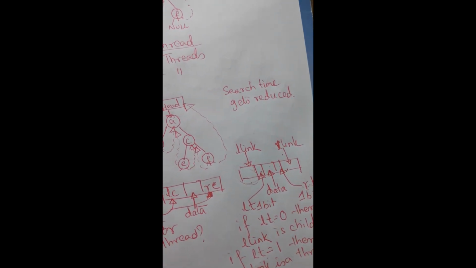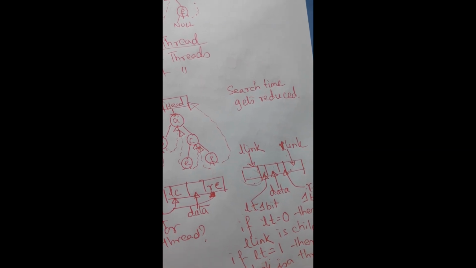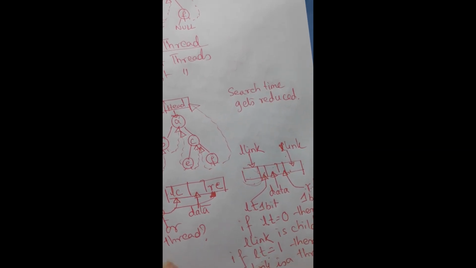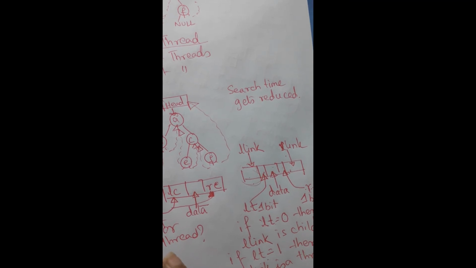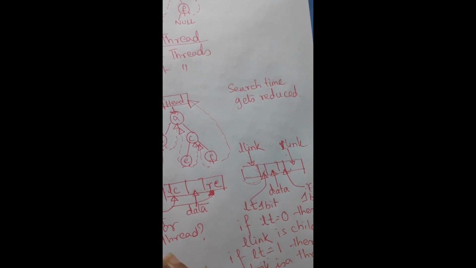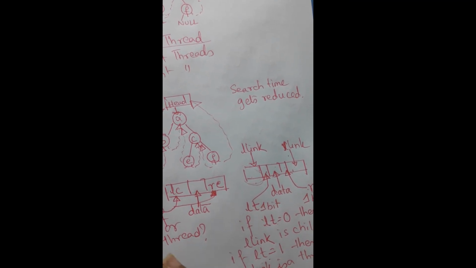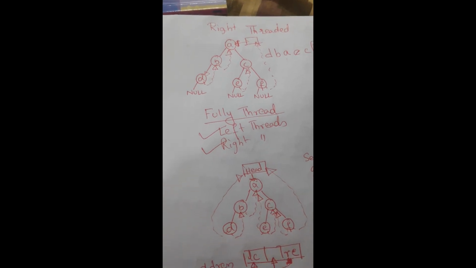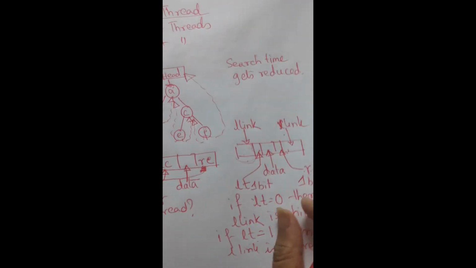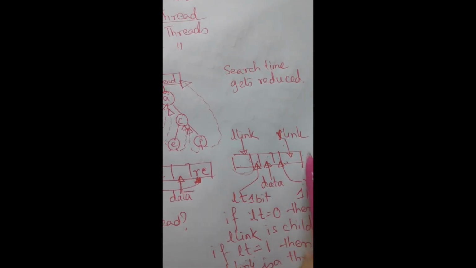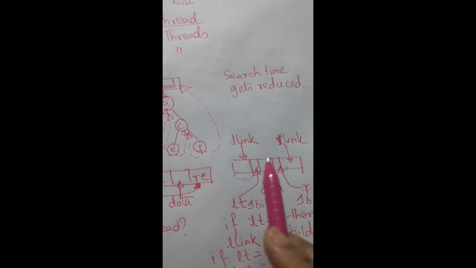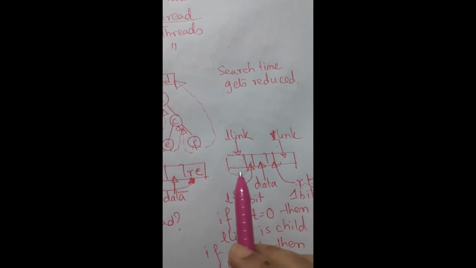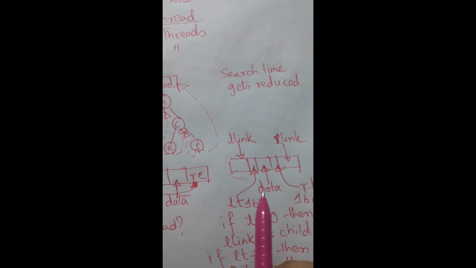It is a small topic. We need to know that all the null links are used in the threaded binary tree to store the address of the in order successor and predecessor. There are 3 types of threaded binary tree: left, right and fully threaded. And the node structure of a threaded binary tree is like this, where there are 5 sections in the node structure. Fine.